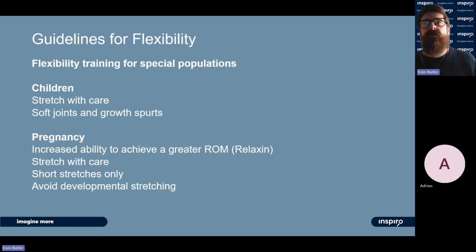For pregnancy, there's an increased ability to achieve a greater range of movement due to the effects of relaxin. So relaxin is a hormone that is released into the body during pregnancy to help to increase the range of movement around a joint in preparation for childbirth. So relaxin can remain in the system up to 5 months after childbirth. So if we've got a client who is maybe 3-4 months after childbirth, relaxin can still affect the system. So stretch with care, short stretches only, and avoid developmental stretching.